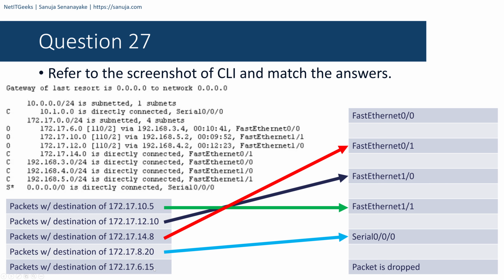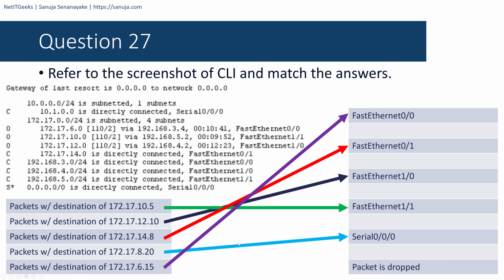172.17.6.15. Well, it's 6.15. So where is the 172.17.6.0? 6 here is right here, and it is part of the FastEthernet 0/0. It has to be this one at the top. So we need to match that packet with right here. So all the packets with this type of destination are going to go out of FastEthernet 0/0.